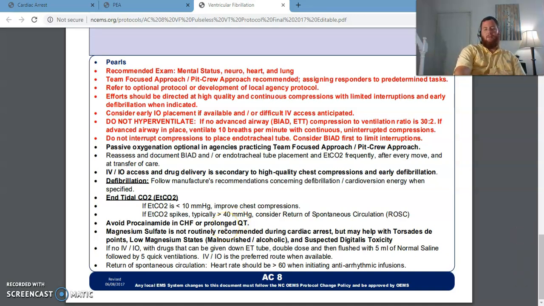Magnesium sulfate is not routinely recommended during cardiac arrest, but may help with torsades de pointes, hypomagnesemia, and suspected DIG toxicity. So DIG, digitalis, is a drug that people take. It was originally for congestive heart failure. It is now used for CHF still, sometimes for hypertension and sometimes as an antiarrhythmic. But normally your congestive heart failure patients are who you're going to find taking DIG.